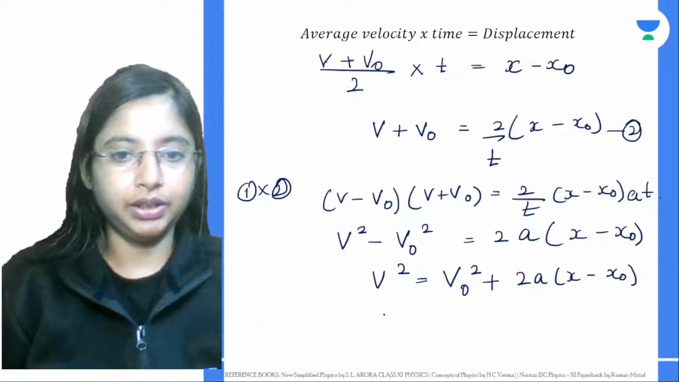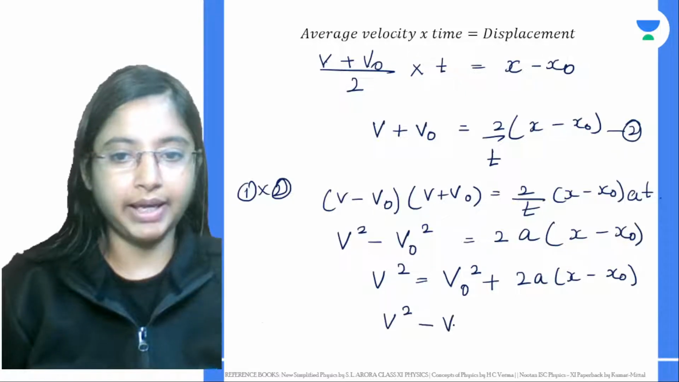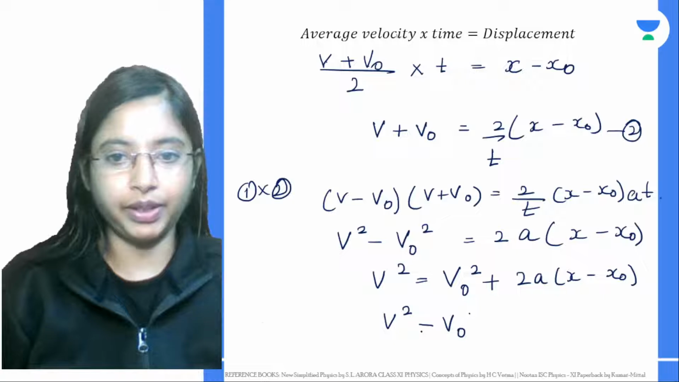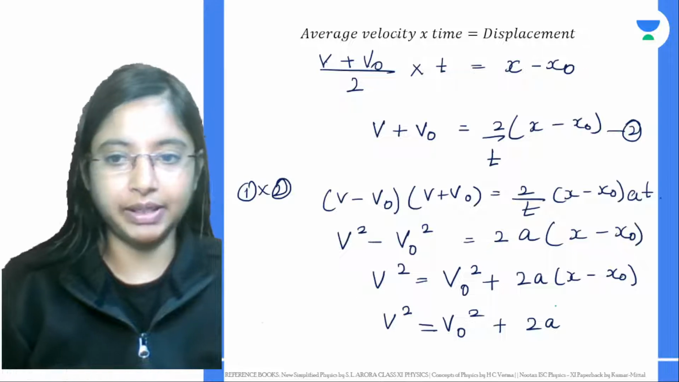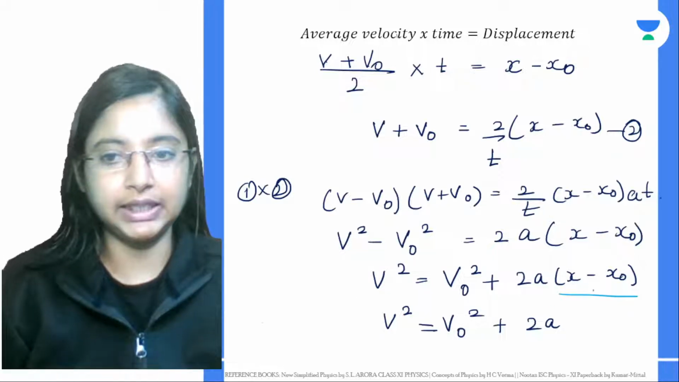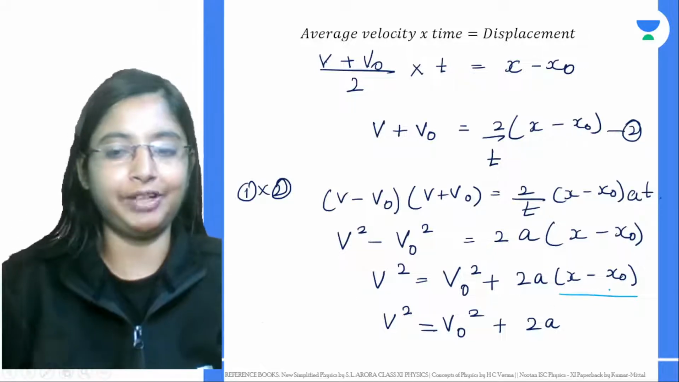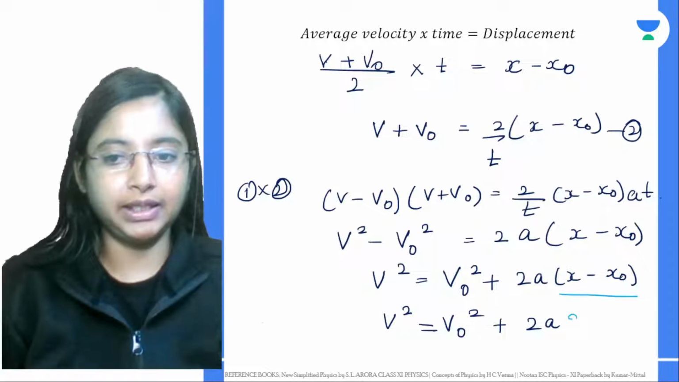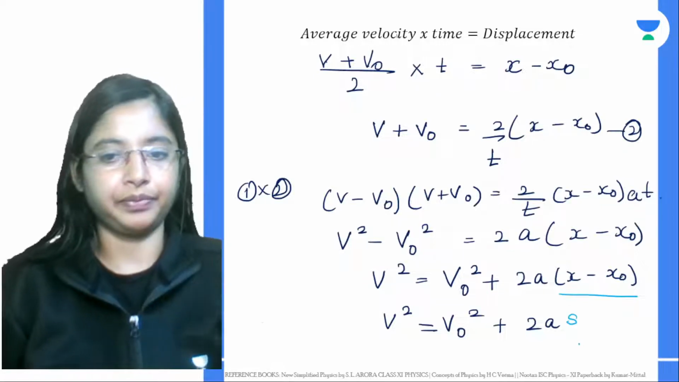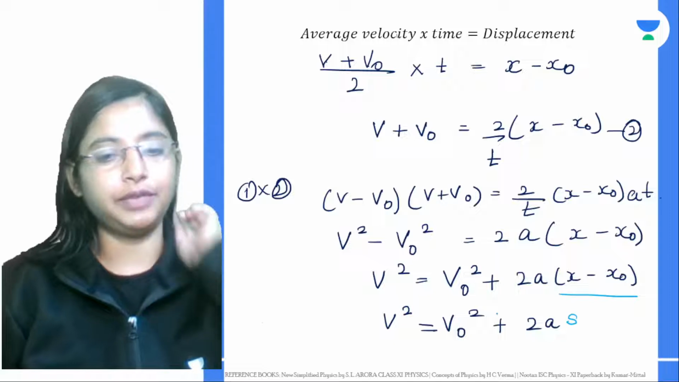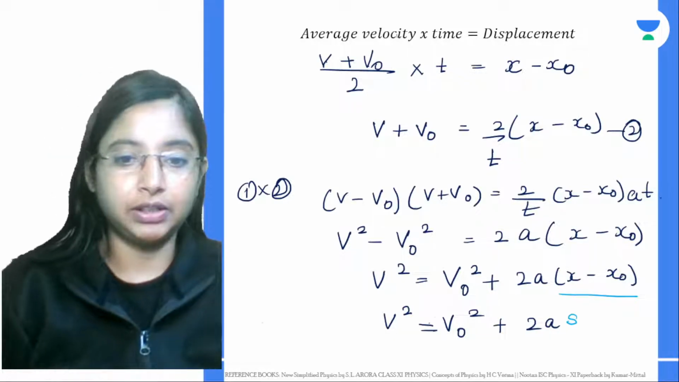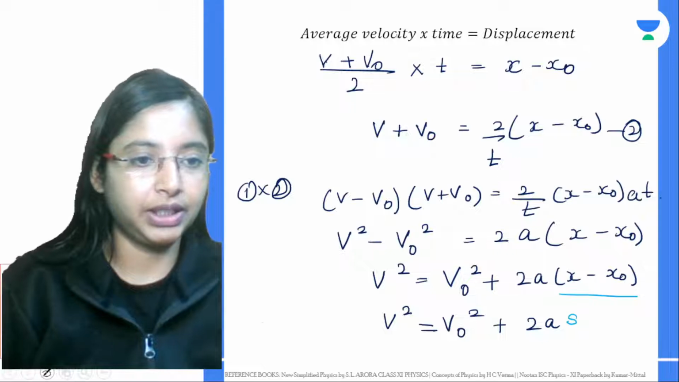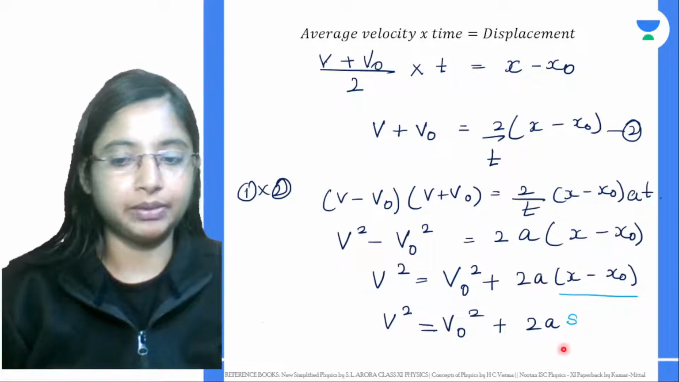So here we can write v square is equal to v naught square plus 2a, and instead of x minus x naught, which just talks about the displacement, the distance traveled by the object, we write the displacement S. So this equation gives you the relationship between velocity and displacement.